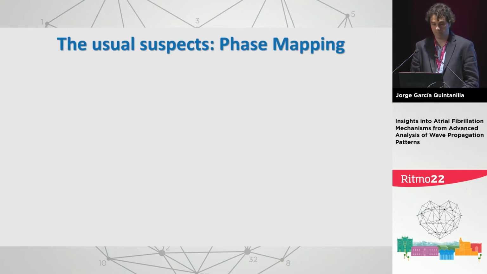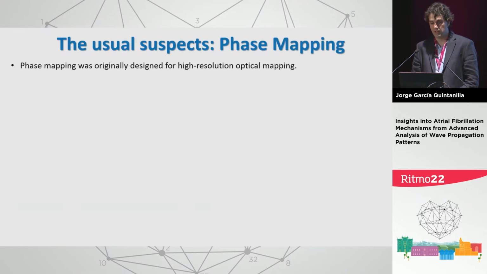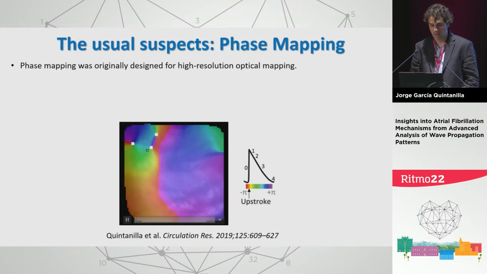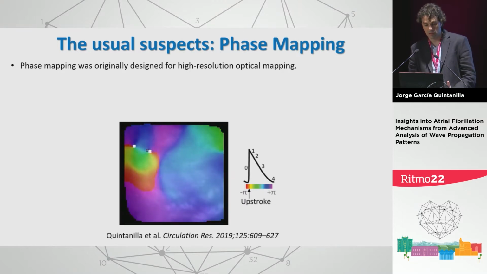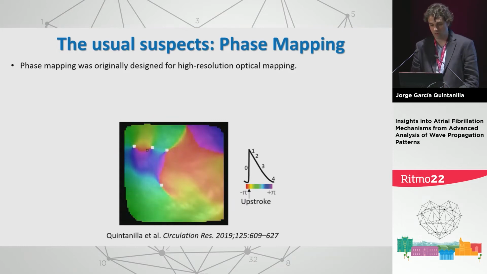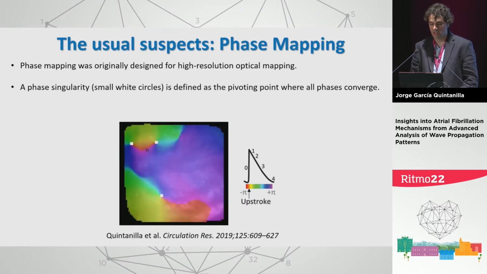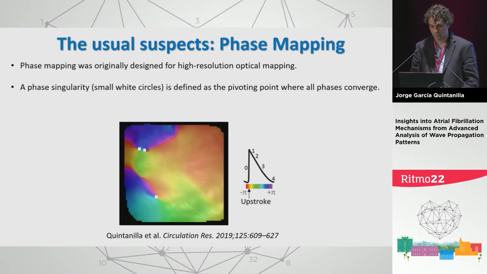And what is phase mapping? It is a signal processing technique that was originally designed for high-resolution optical mapping to visualize the propagation patterns during cardiac fibrillation by determining the local phase of the activation and recovery cycle at each time point. Here you can see a phase movie from optical mapping data acquired from a sheep heart with persistent AF with high spatiotemporal resolution. As you can see, this approach enables automatic detection of phase singularities defined as the pivoting points where all phases converge. They are the small white circles.